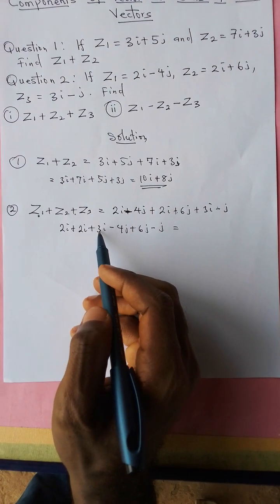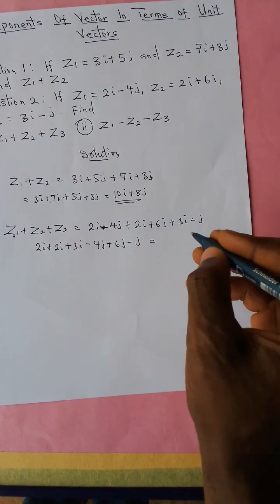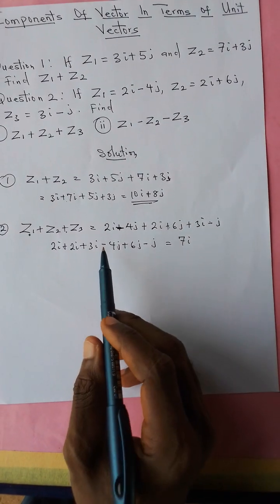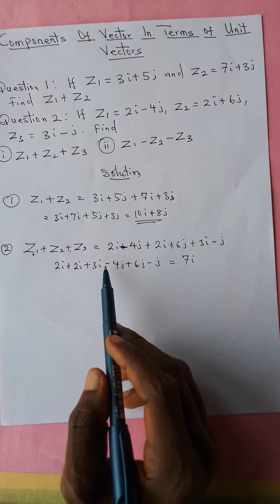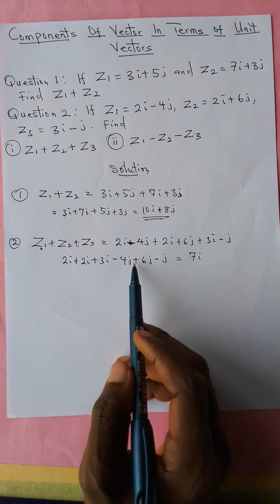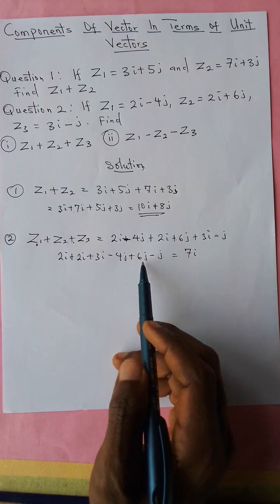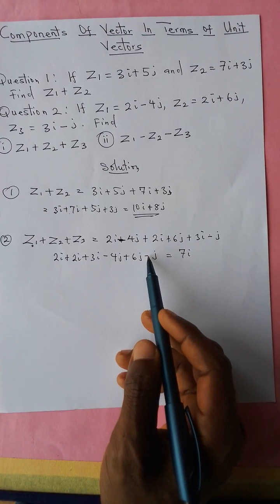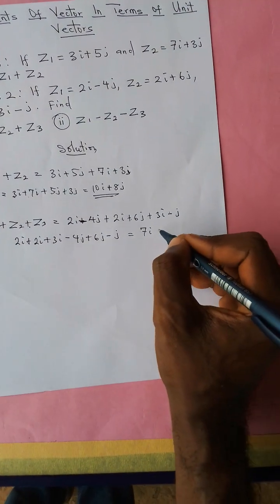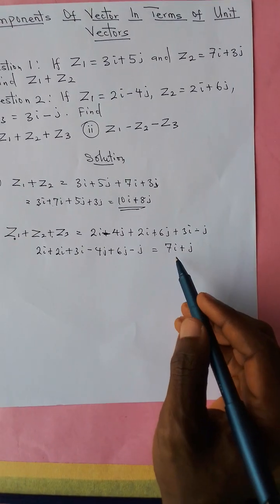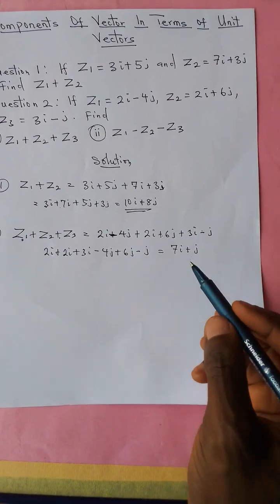So now after that is done, equal to, now 2i plus 2i will be 4i. Now 4i plus 3i, that will give us 7i. So the unit vector i is 7i. Then come over to j, minus 4j plus 6j, that will give us plus 2j. Then plus 2j minus j, that will give us plus j. So now our answer there is 7i plus j.